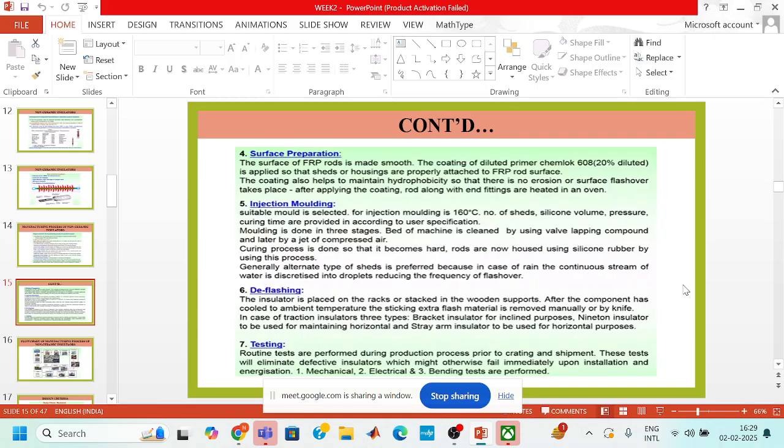Second is the 9-tone insulator, to be used for maintaining horizontal, and the stray arm insulator, to be used for horizontal purposes. After this main process, we do the routine test. Routine tests are performed during the production process prior to crating and shipment, and this test will eliminate defective insulators which might otherwise fail immediately upon installation and energization. And then mechanical, electrical, and bending tests are performed.